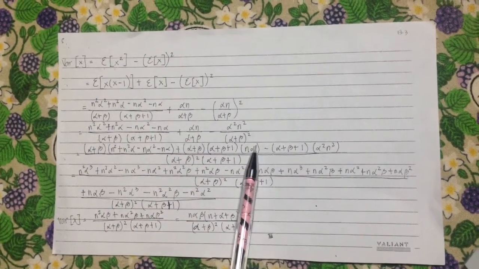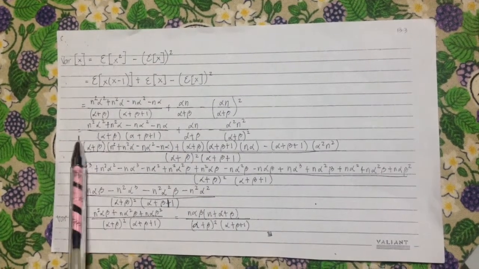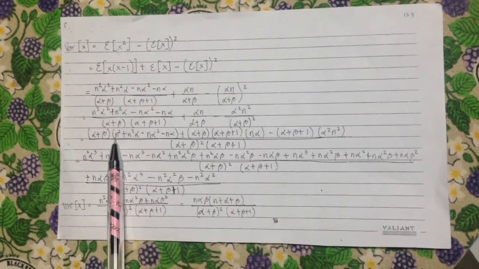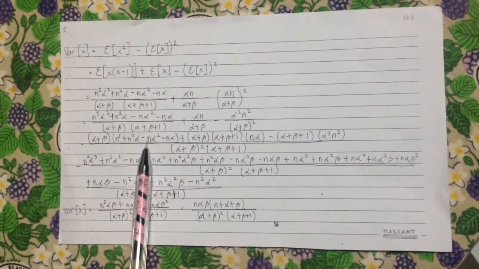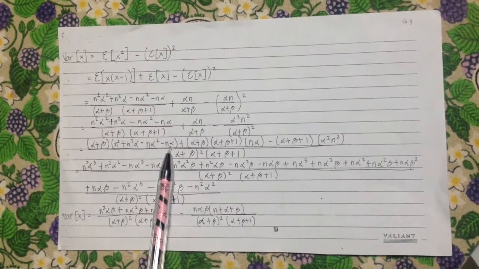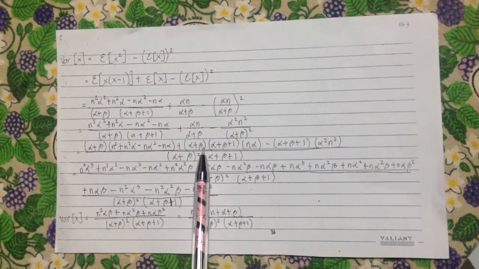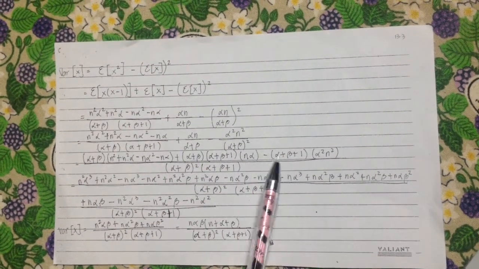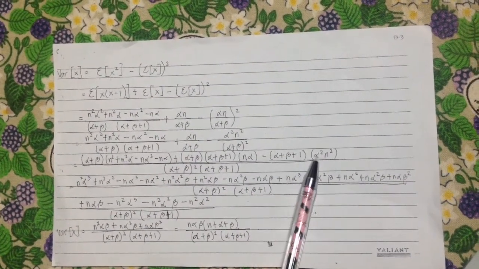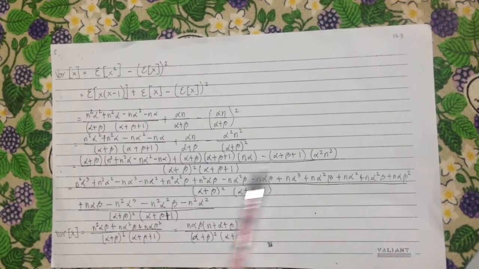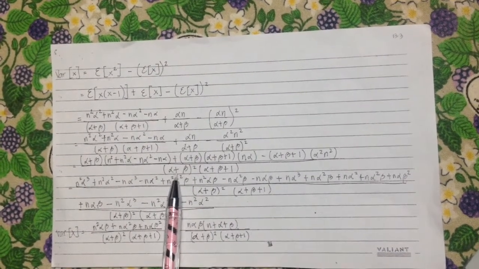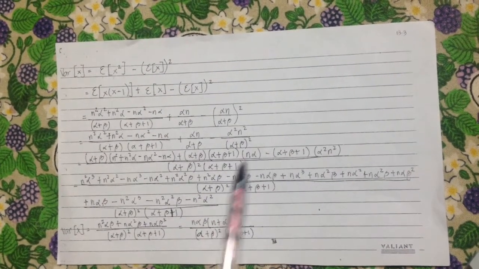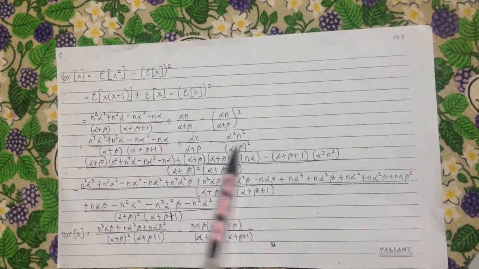to this one. So to operate algebraically, we have alpha plus beta times n squared plus n squared alpha minus n alpha squared minus n alpha plus alpha plus beta times alpha plus beta plus 1 times n alpha minus alpha plus beta plus 1 times alpha squared times n squared, all over alpha plus beta squared times alpha plus beta plus 1, which is the least common denominator of this one.